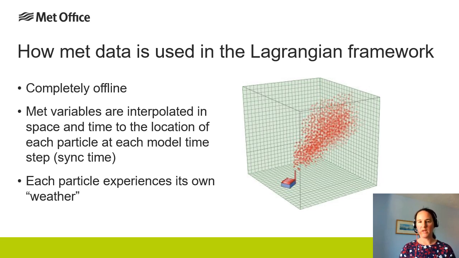So consider that we have a particle at a particular location. That particle will then query the weather database to find out what the wind speed, wind direction, precipitation, cloud, and temperature are, all at that location. And then it will use that information in order to decide where it's going to move next. And that's true for every particle within NAME.